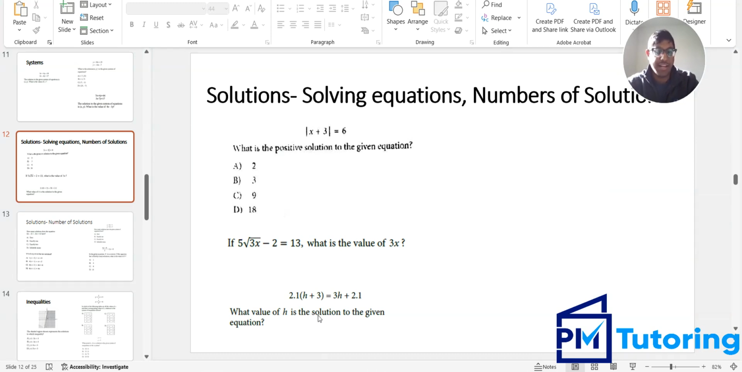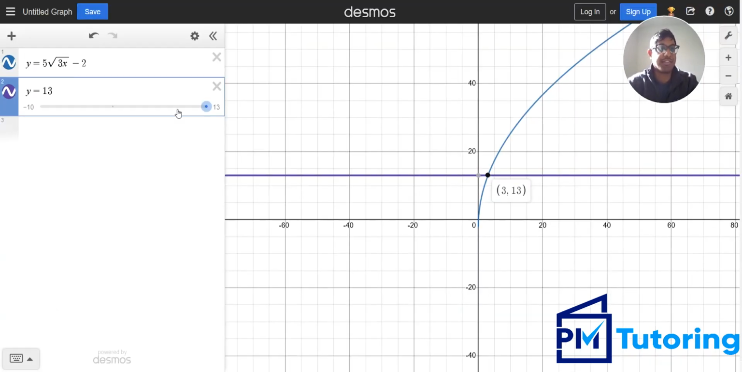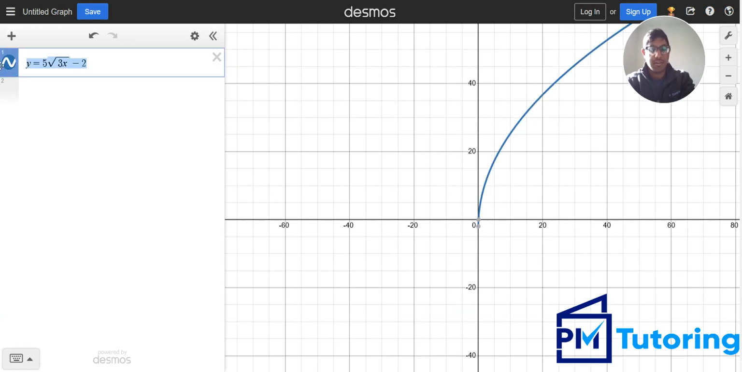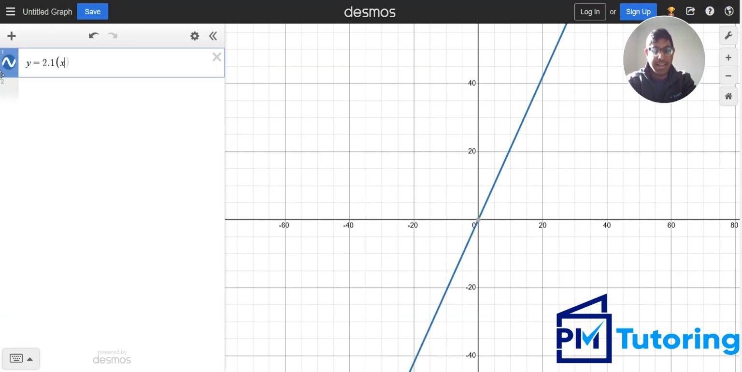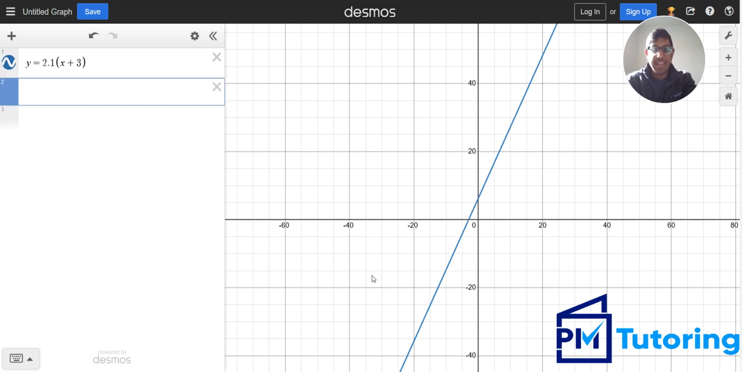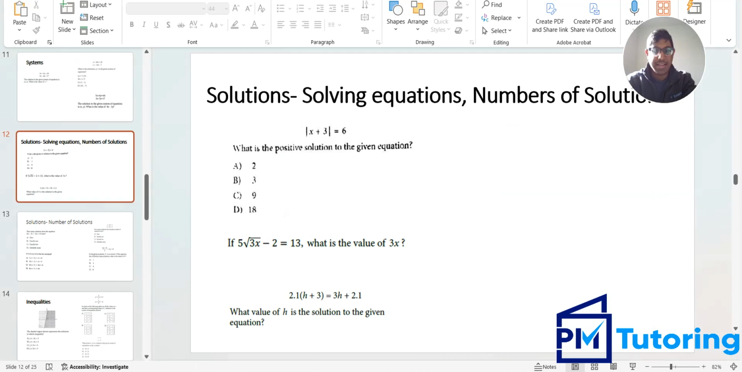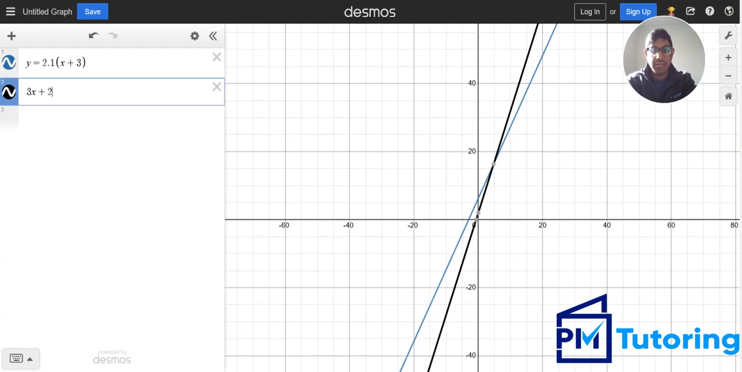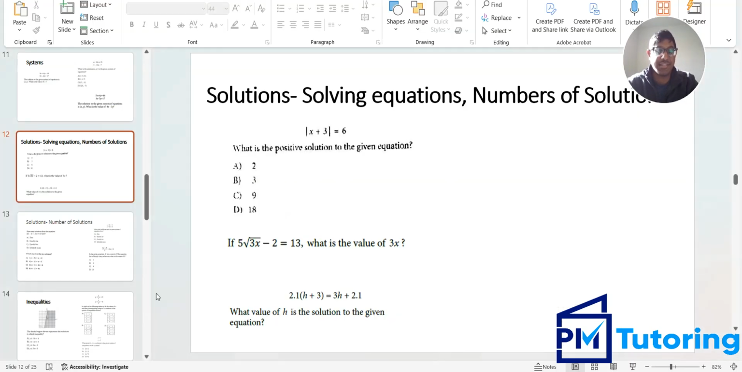And over here, what is the value of h? So again, we can just throw x in for h and treat this as a system of equations, right? Because when two equations are equal to each other, that's where they intersect. So if we have 2.1x plus 3, and then on the other side, we have 3x plus 2.1, right? And that gives us an intersection at 4.667, which is 4 2/3, or you could just type it in as the decimal, 4.666 or 4.667.